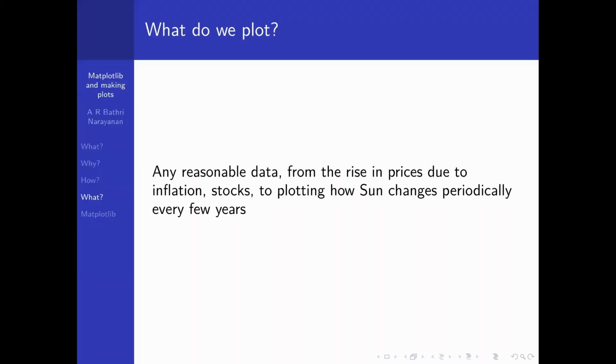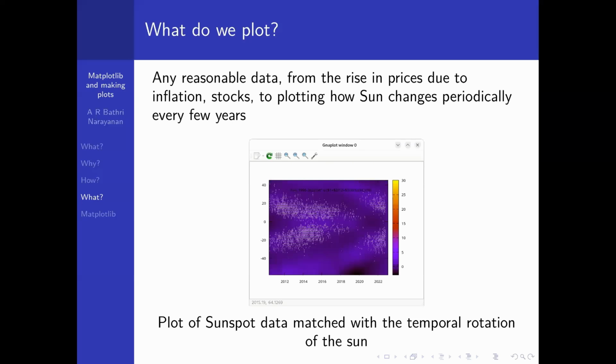Data out of the plot. But if you say plot exact, like rise in price or stocks or sun changes, for example, let's say the last example, how the sun changes periodically every few years. I have actually plotted this for my assignment in my master's time. So the blue lines are basically how the sun's temporal rotation works.